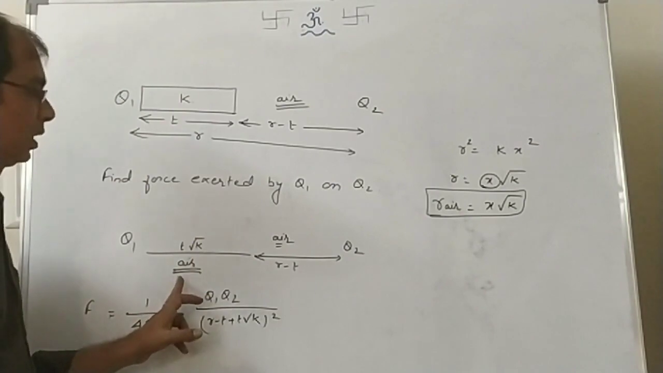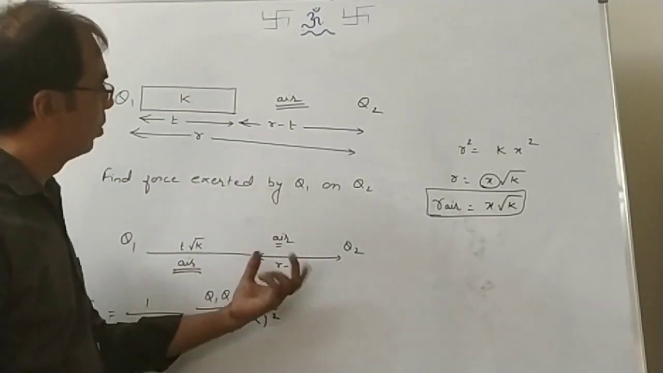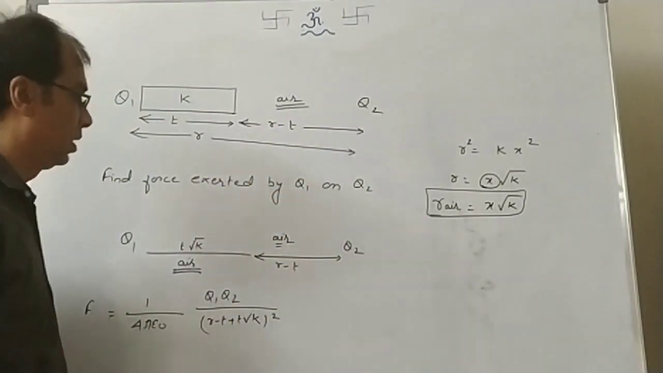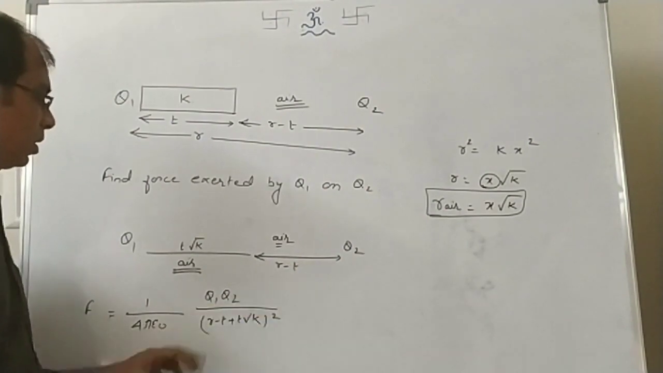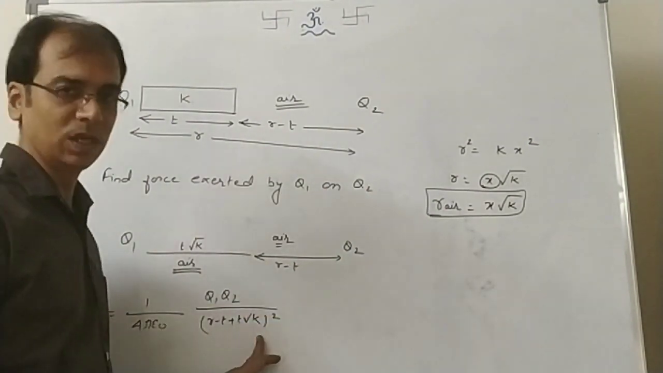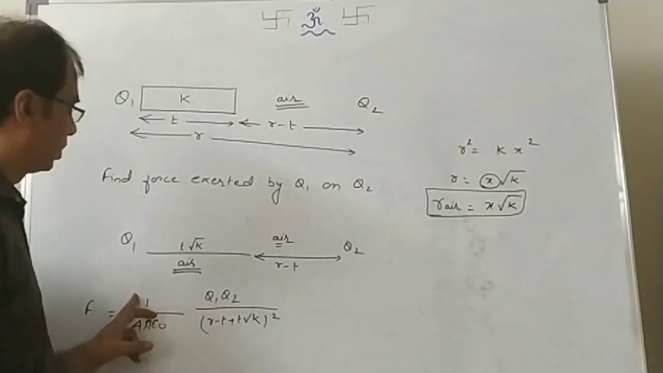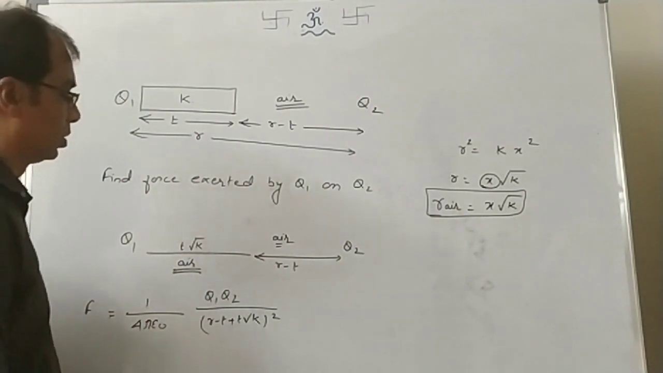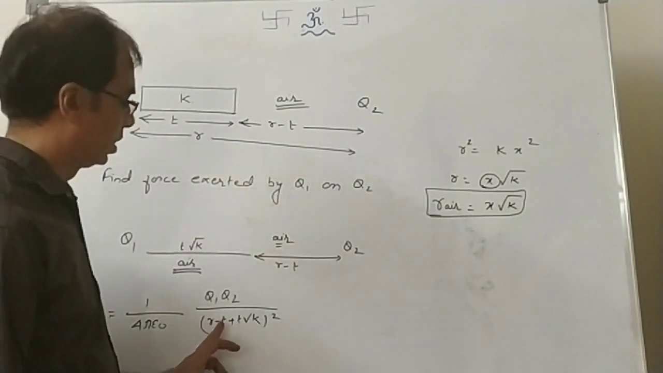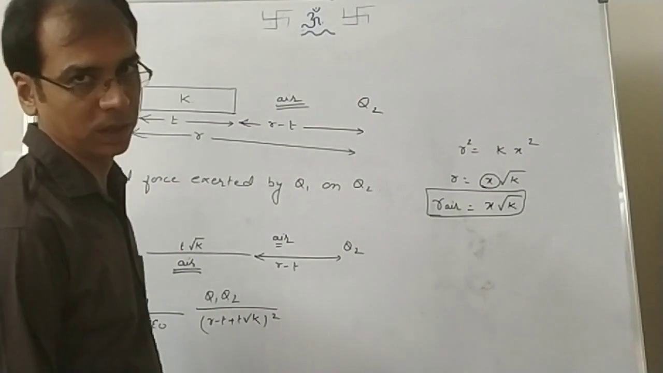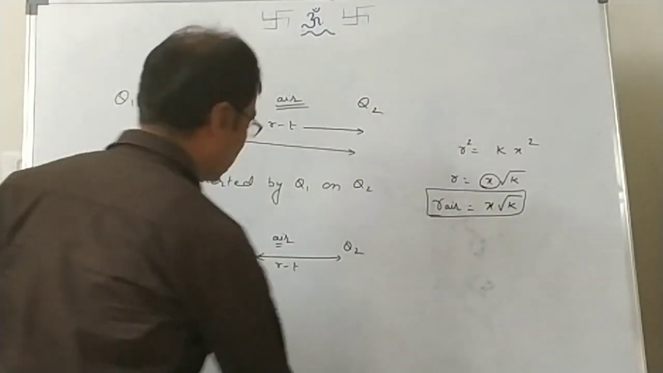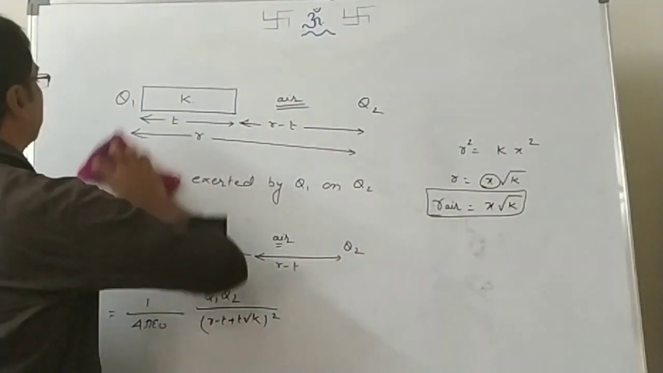This is T root k in air, and in air the remaining portion is given as R minus T. So the total distance in air becomes R minus T plus T root k. So the force becomes 1 by 4 pi epsilon naught Q1 Q2 by R minus T plus T root k, whole square. Okay. Let us see a few more problems.